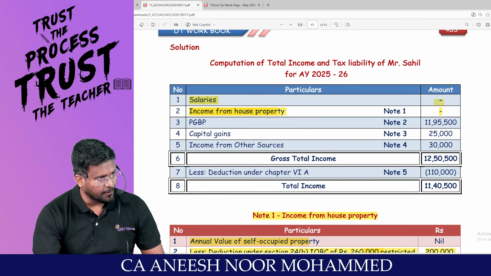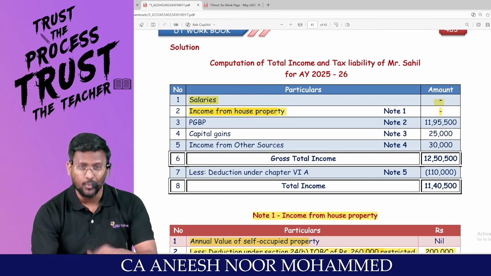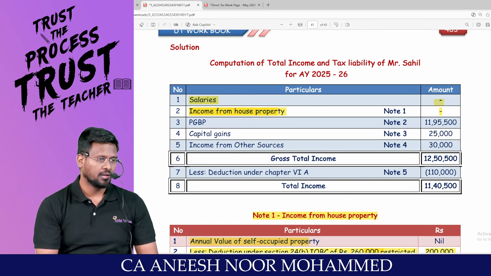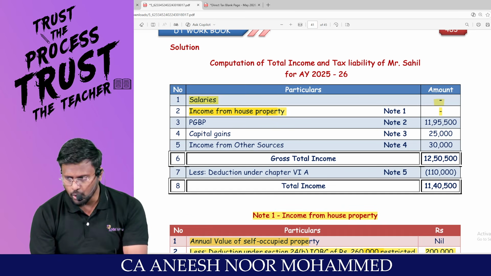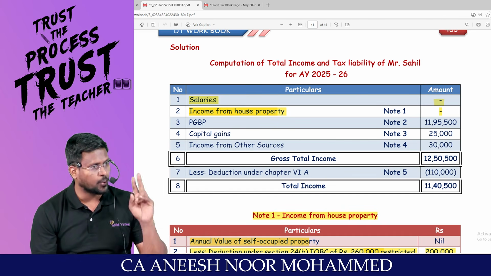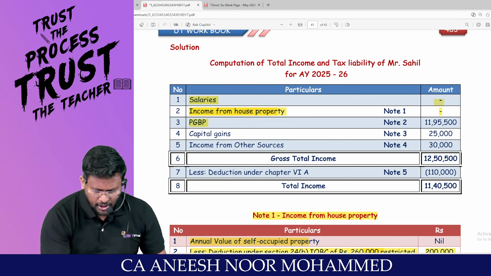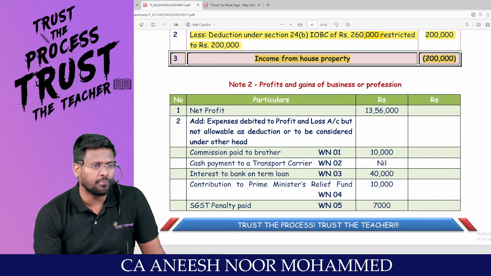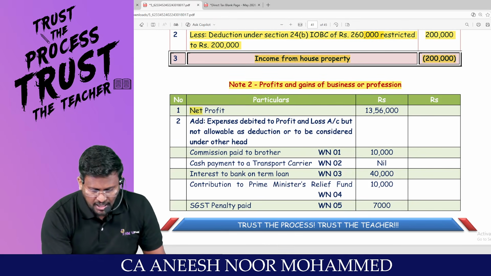Are you all really with me? Sir, they would have done set off and carry forward. Wait. Because for loss from house property, inter-head adjustment is possible up to an amount of 2 lakh. Let me check with PGBP. Sometimes that would have happened. In PGBP, what do we have to start with?